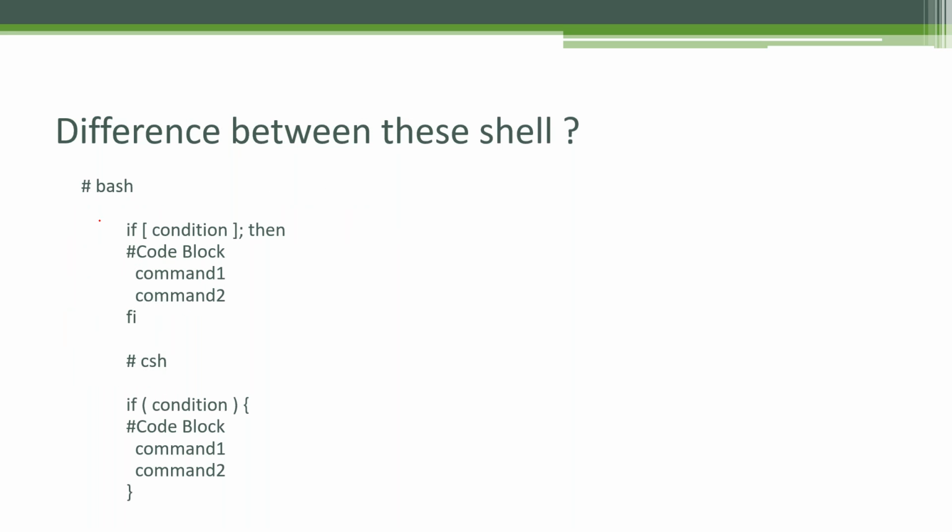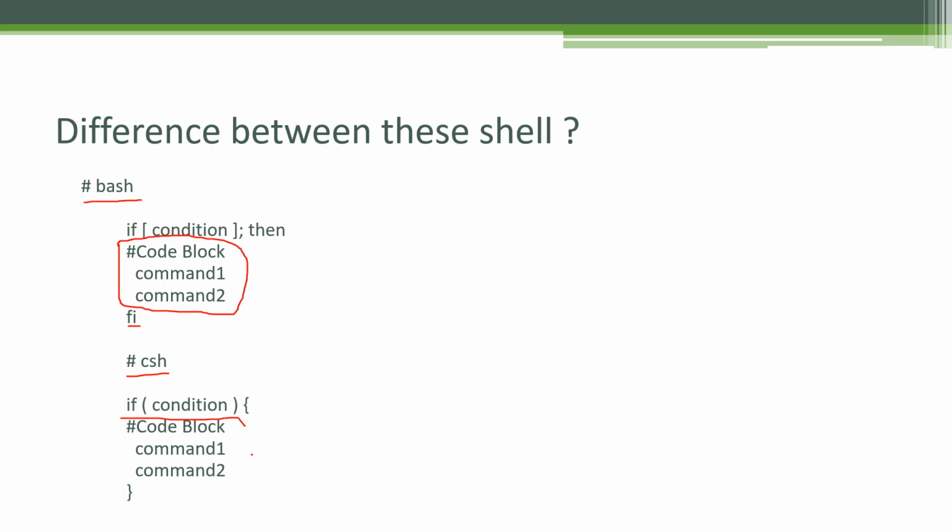I'll give an example here. Let's say I want to write a script in bash shell, a simple if condition. In that case, I go with the if condition block and then the statement. The entire code block I'll be writing in this fashion. Okay? And I'll be ending the statement with fi. This is not a typo. It's just the reverse of if. Fi, you end the if statement. The same thing if I want to write in C shell, the syntax you can see here starts with the if condition and a curly bracket.